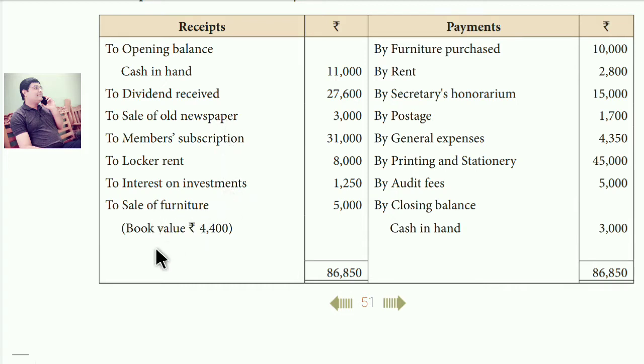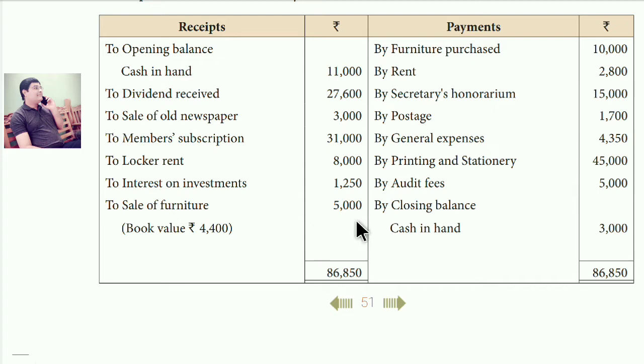Sale of furniture, book value 4,400, we sold at rupees 5,000. So how much is the profit? 600. 4,400 value of goods, we sold at rupees 5,000, so 600 rupees profit. 4,400 रुपये का सामान 5,000 में बेच दिया, तो 600 रुपया बचत, income, profit.